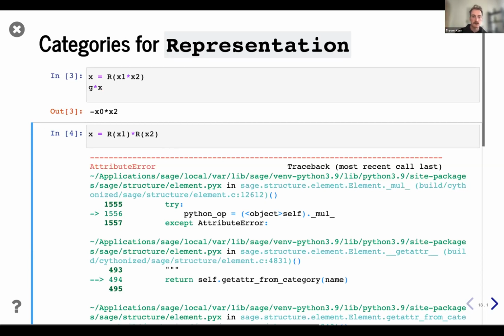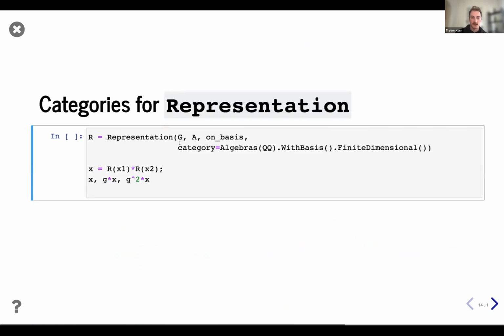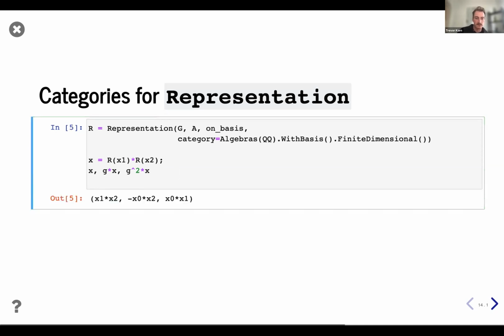So what we can do instead is we can add this category keyword argument. So we're saying it's in the category of algebras with a distinguished basis that is also finite dimensional. And now I can go ahead and say x is going to be rx1 times x2. So that's the same, mathematically it's the same element as before, but now it's understood as an algebra. And we can check, excuse me, x, g times x, g squared times x turns out to be everything that you want.